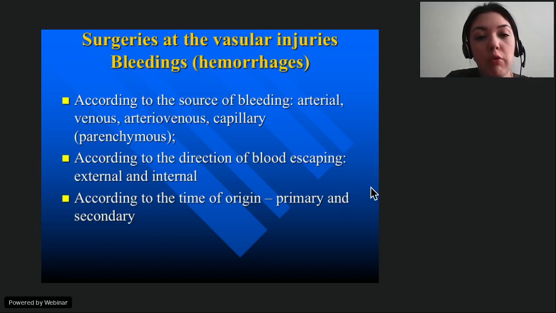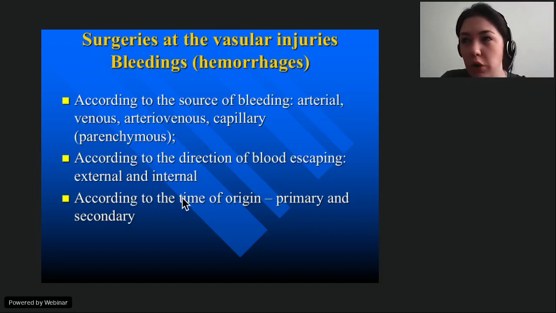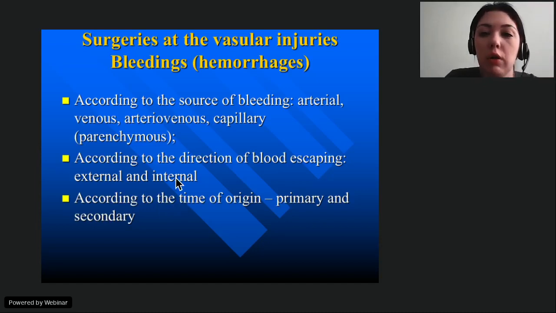According to the direction of blood escaping, meaning where blood outflows when it leaves the bloodstream in case of bleeding, it can be external, when it goes outside of the human body and we can see it, and internal, when blood flows into the cavities. And in this case, we do not see bleeding, we just see the symptoms of internal bleeding, like depression of blood pressure, weakness, dizziness, finally a person falls unconscious, and so on. And so certainly internal bleeding is much more complicated for diagnostics.